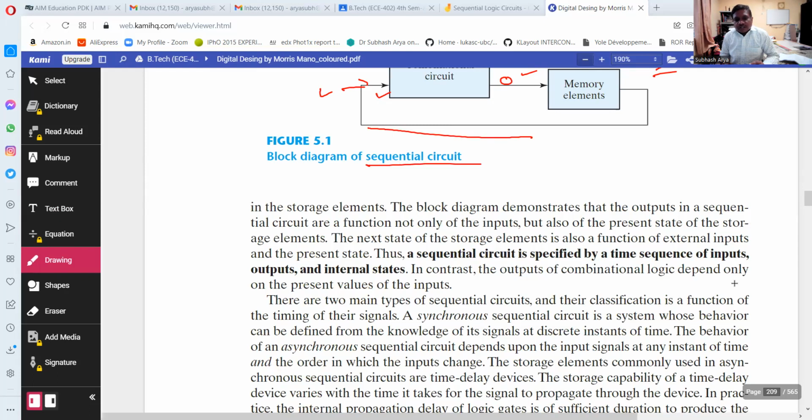Let us see. A sequential circuit is specified by a time sequence of inputs, outputs, and the internal states. What are these internal states? These internal states refer to the states of these memory elements. So output is a function of input as well as the time sequence, since we are talking about sequential, a time sequence of inputs, outputs, and internal states. In contrast, the output of a combination logic depends only on the present values of the input.